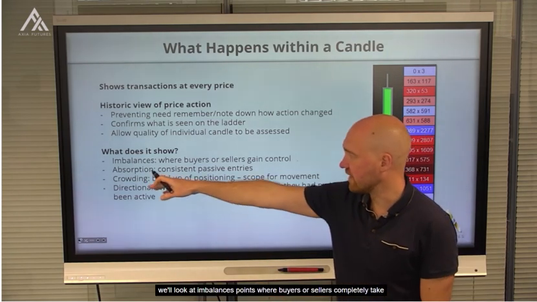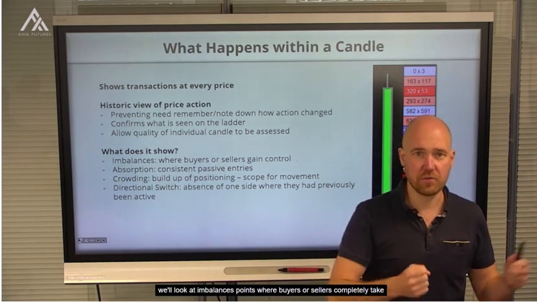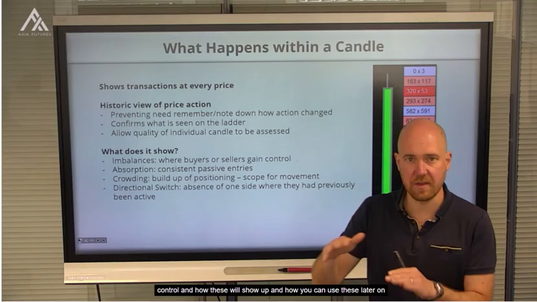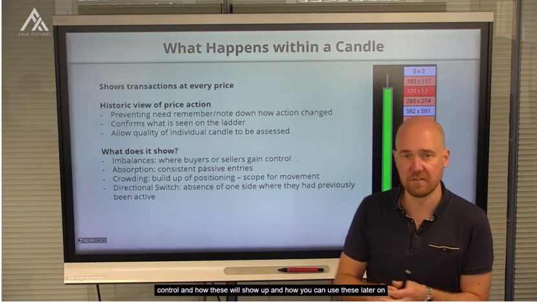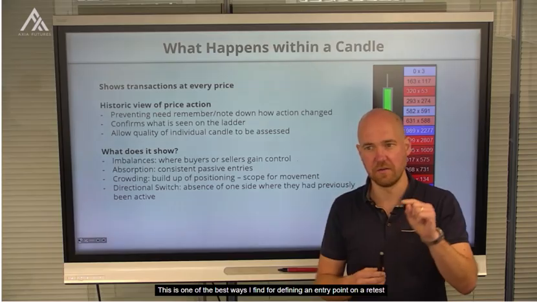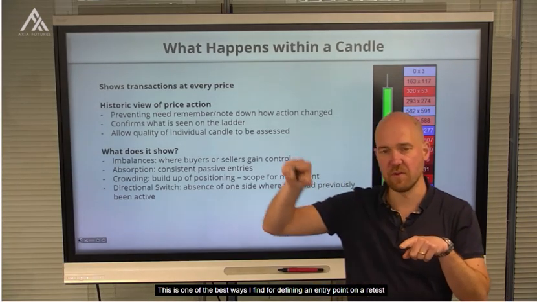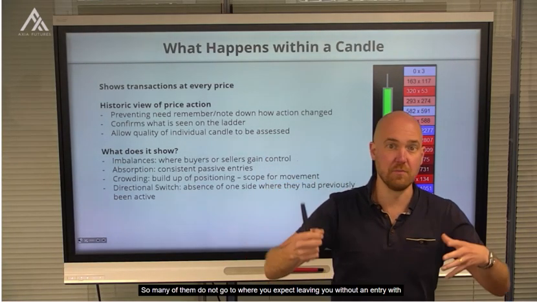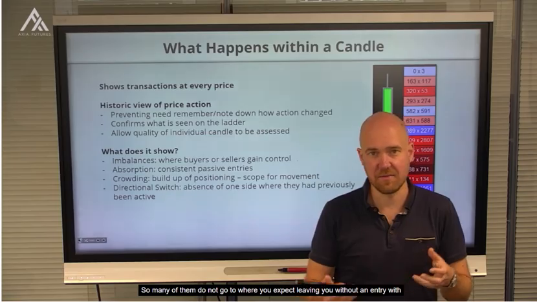So some of the things that we're going to go and cover. We'll look at imbalances, points where buyers or sellers completely take control, and how these will show up and how you can use these later on when the market comes back. This is one of the best ways I find for defining an entry point on a retest of a reversal. So many of them do not go to where you expect, leaving you without an entry.